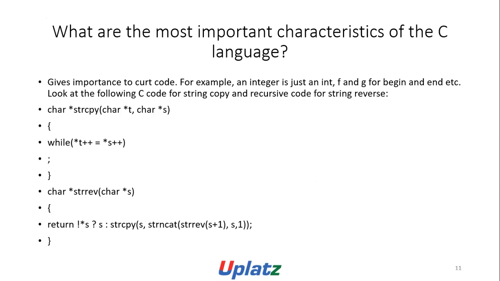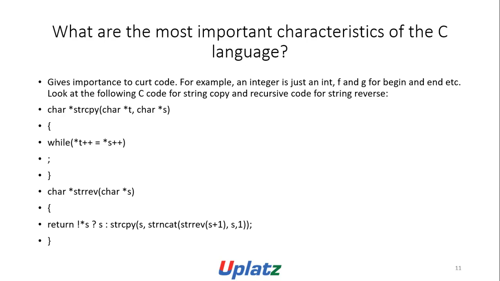What are the most important characteristics of the C language? It gives importance to code. For example, an integer is just an int, and braces are used for begin and end, etc. Look at the following C code for string copy and recursive code for string reverse.